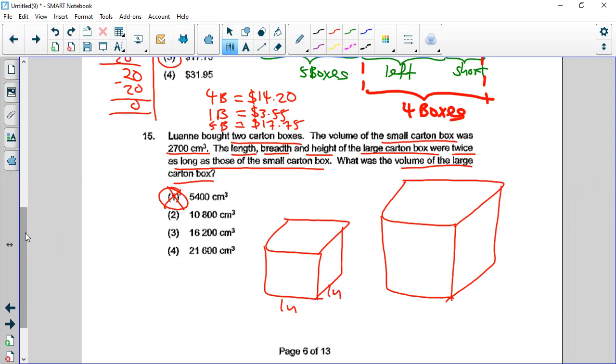Okay, let's call it something like that. 1 unit, 1 unit. Of course, the question never says it's a cube, but I just use the one unit to show you something. It doesn't mean that it's a cube.